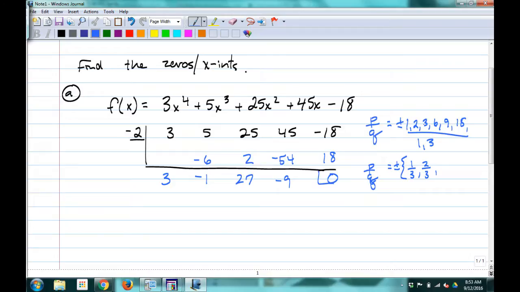Well, that's 1, and then 6 over 3 is 2. 9 over 3 is 3. 18 over 3 is 6. So those are all taken care of. The rest of them are just the 1, 2, 3, 6, 9, 18. That's my P over Q list.